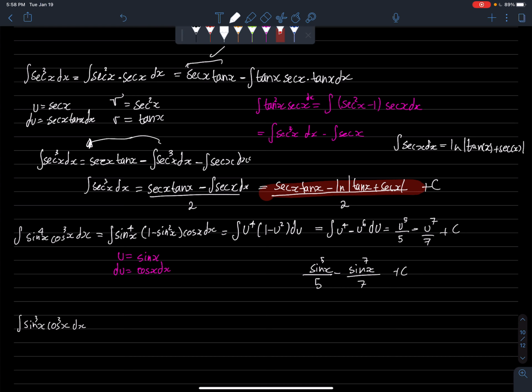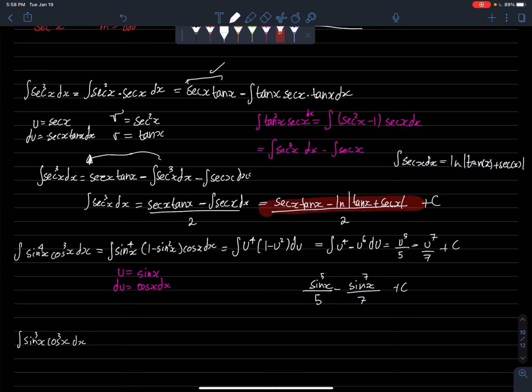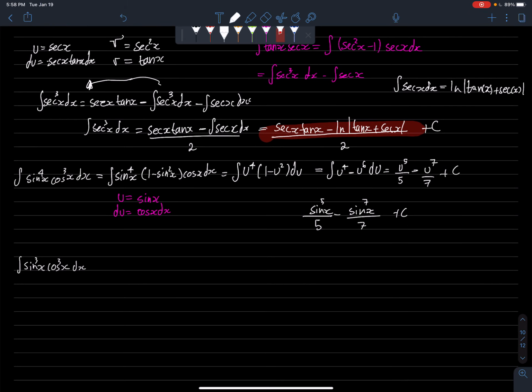Let's double check. So we substituted in the identity 1 minus sine squared times cos times sine to the 4, right? That gives us u to the 4 times 1 minus u squared. The cos dx goes away. Multiply in. Yeah, that's the answer.